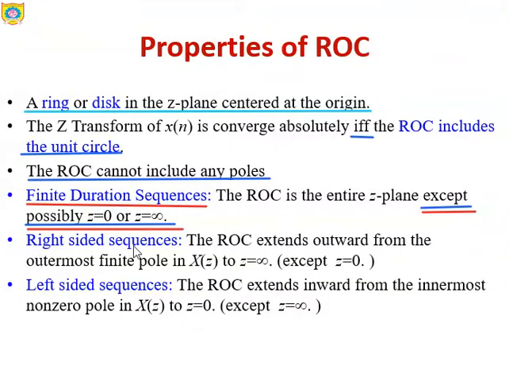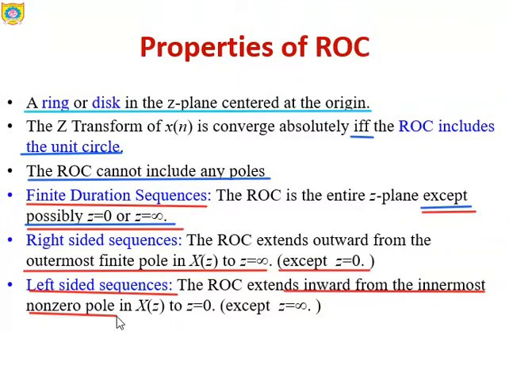Next property is the right sided sequences. So for causal sequences specifically, which are concentrated only towards the right side, that's why it is called the right sided sequences. The ROC extends outward from the outermost finite pole in X of Z to Z equal to infinity, except Z equal to 0. Similarly, for left sided sequences, things will vary exactly in reverse, meaning the ROC extends inward from the innermost non-zero pole in X of Z to Z equal to 0, but except Z equal to infinity.